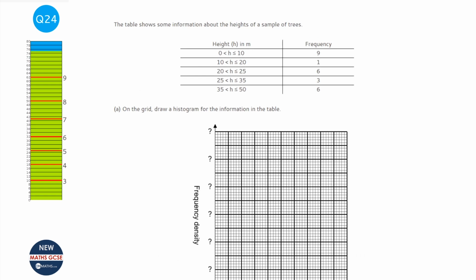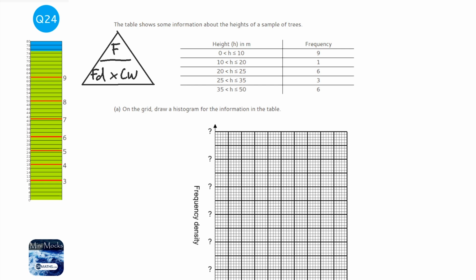The place to start with this question is just understanding that there is a triangle, and you might not know that there is a triangle for this because you might be taught it in a slightly different way. But if you were to draw a triangle for us, frequency density and class width were at the bottom and frequency at the top. Now, it's a little bit misleading because actually this is proportional to the frequency density, so it's technically proportional to each other.